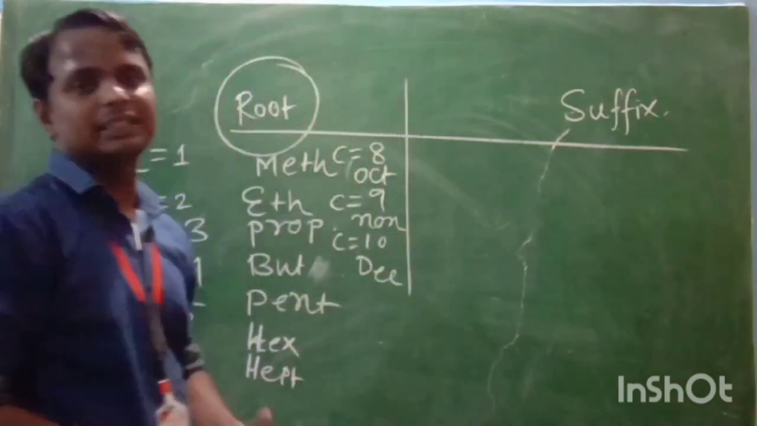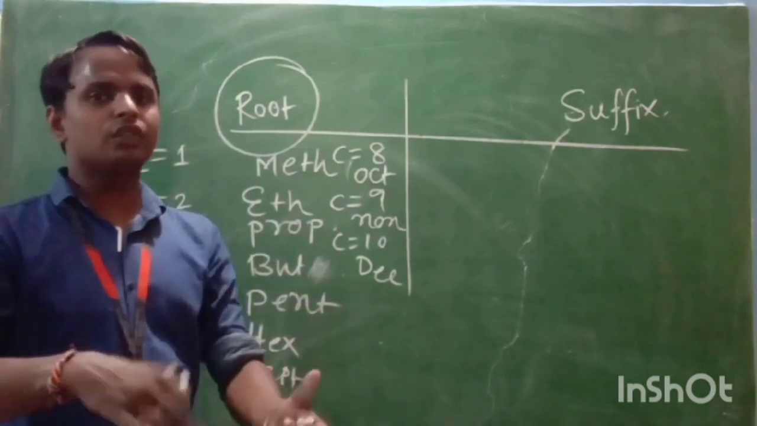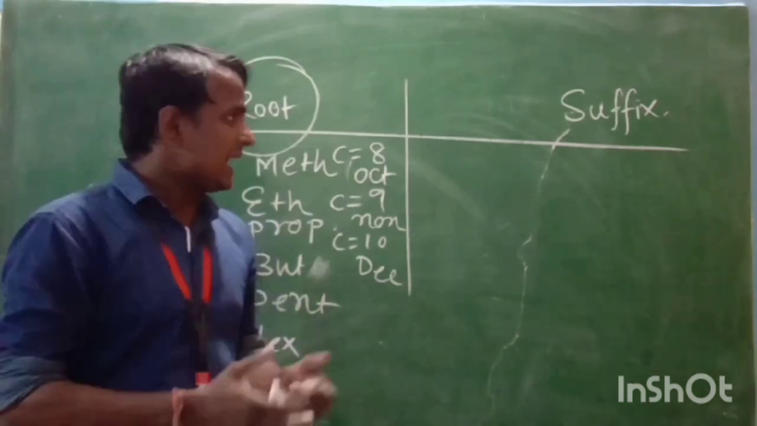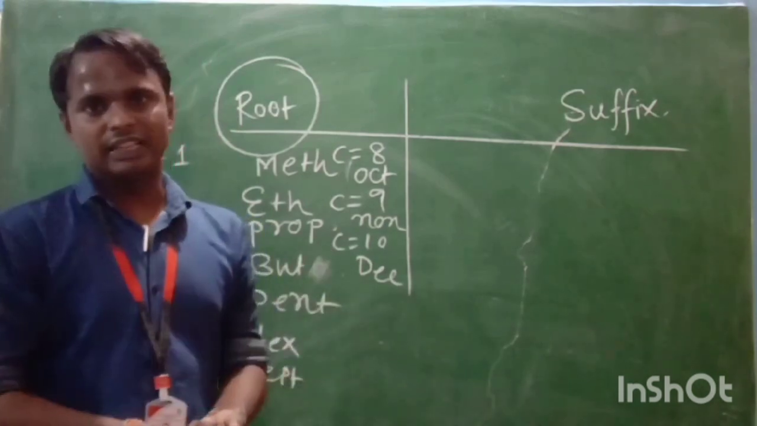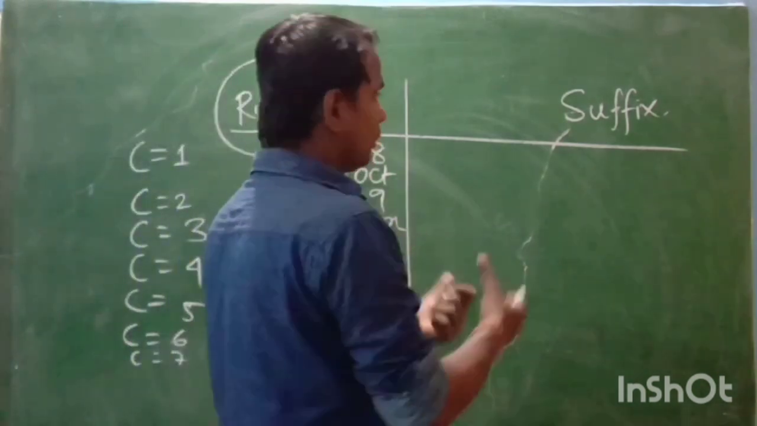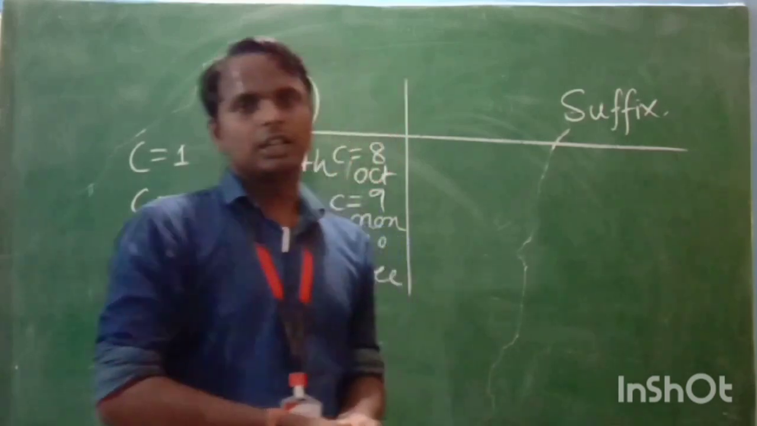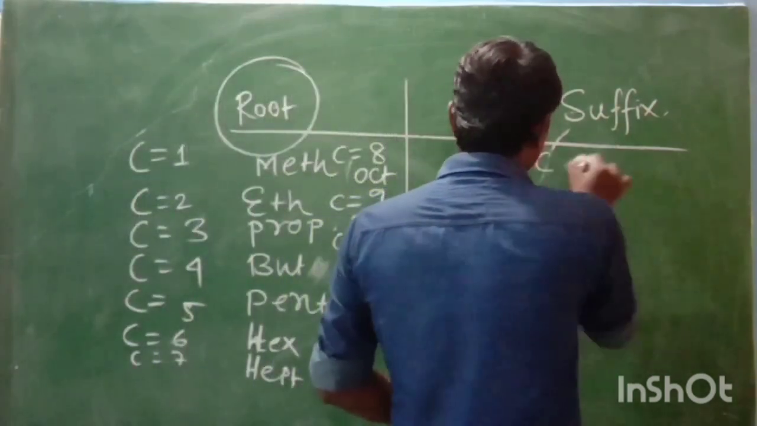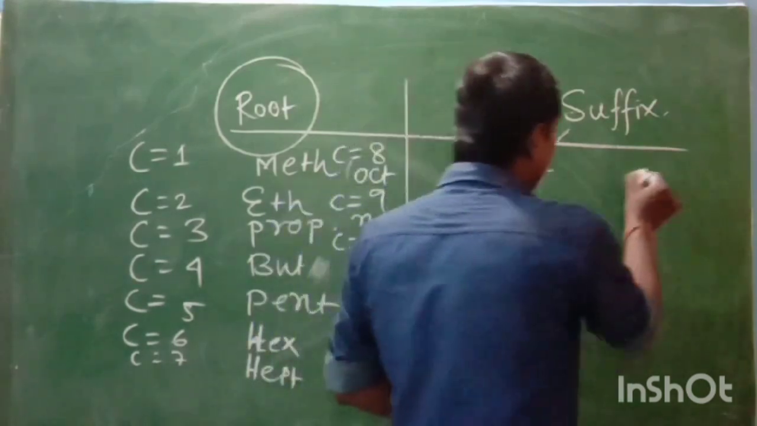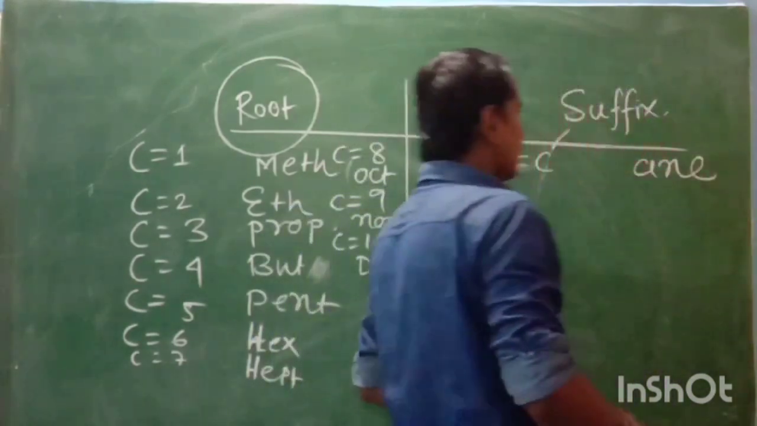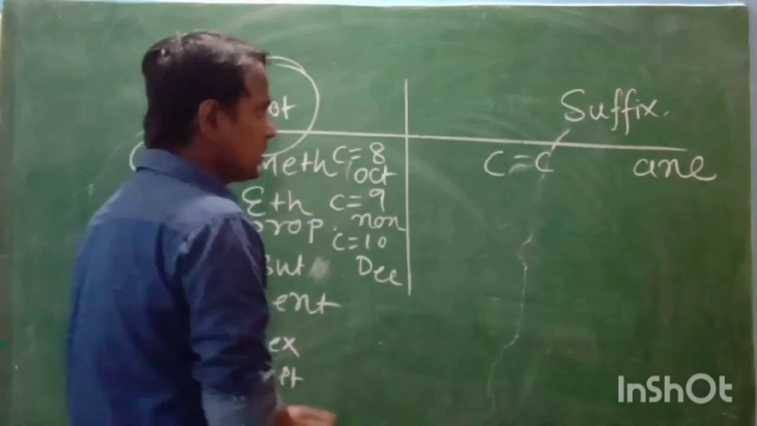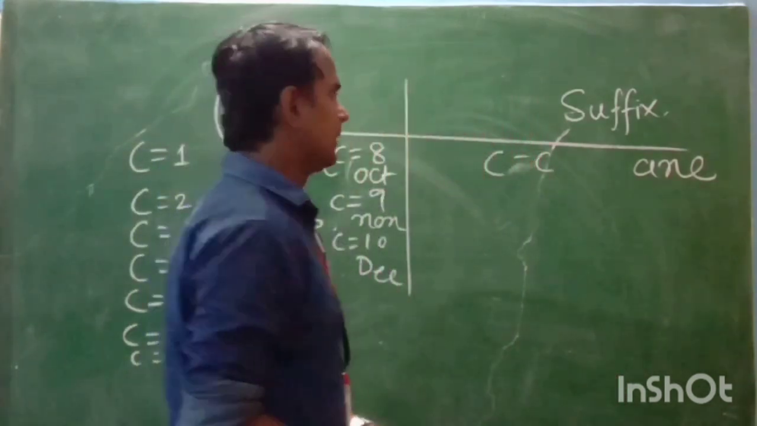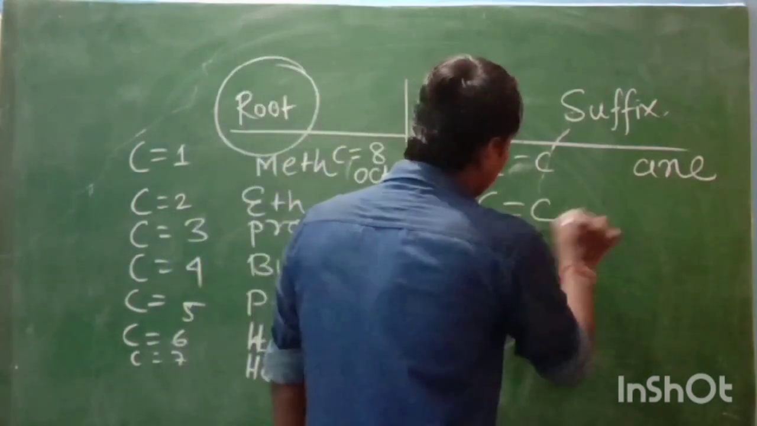Then suffix. Suffix means something which is added after any word. So here we also know some suffixes. For carbon-carbon single bond, we add the suffix ane. Again I repeat, for carbon-carbon single bond, we add suffix ane.